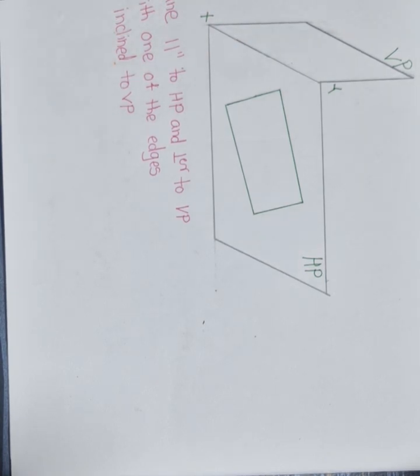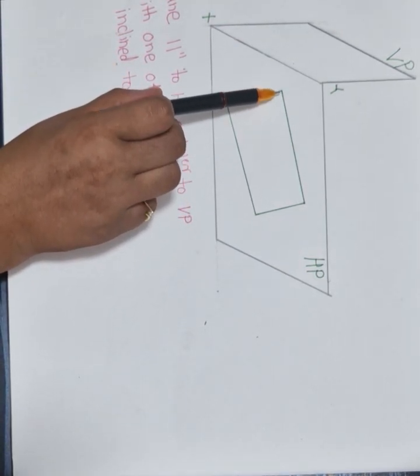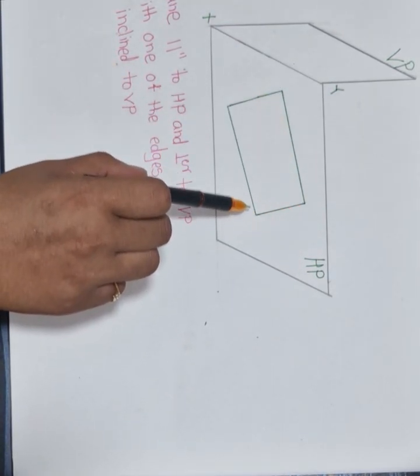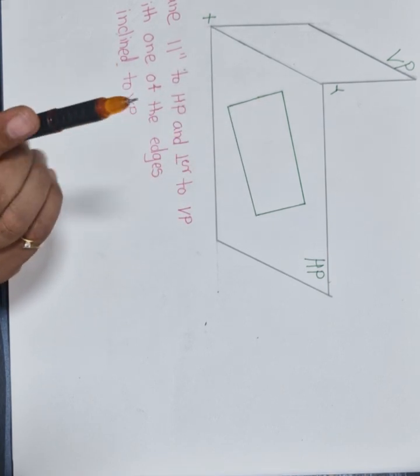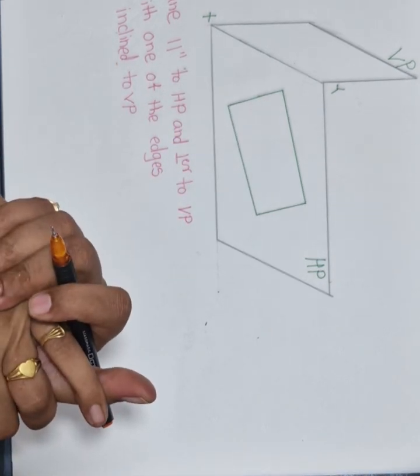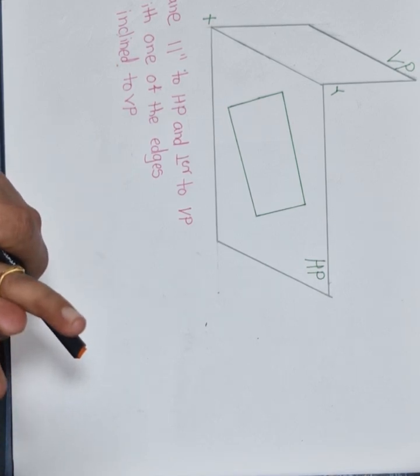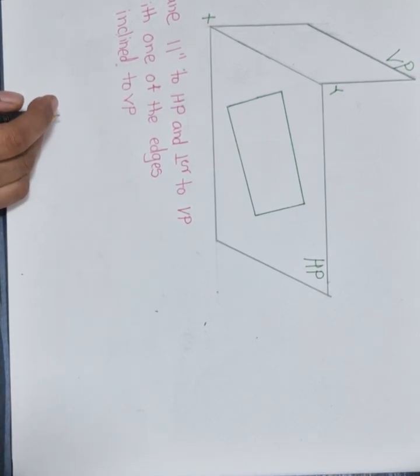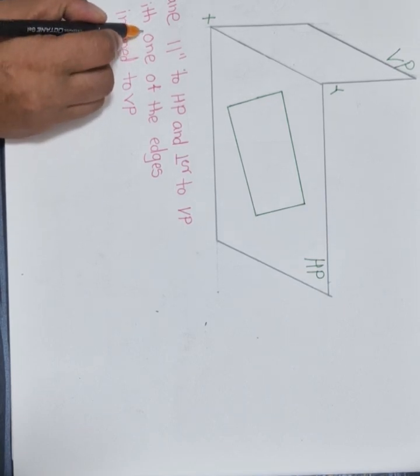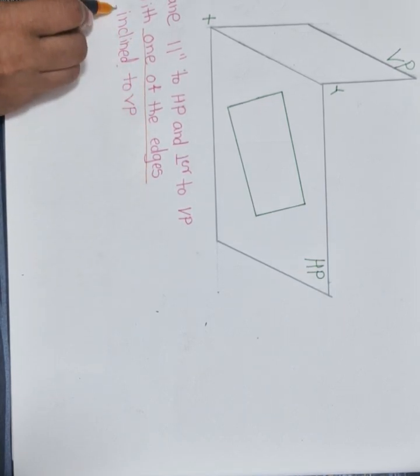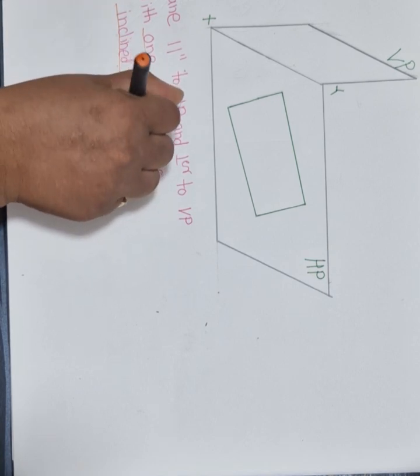So this is the plane which we have considered, a rectangular plane. The rectangular plane is parallel to the HP. It is resting on the HP and it is perpendicular to VP. Now the special case which we are going to consider is that one of the edges is inclined to VP.